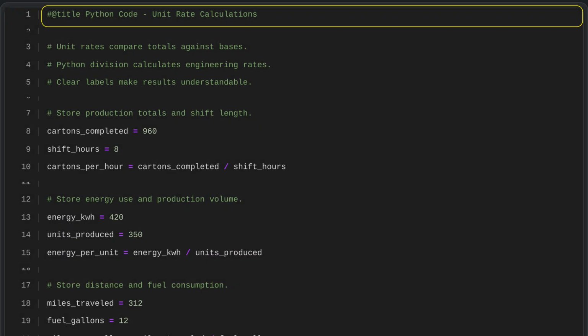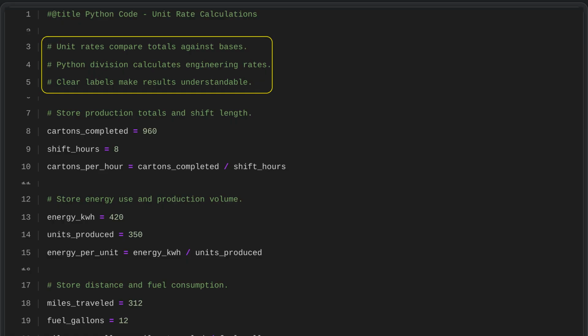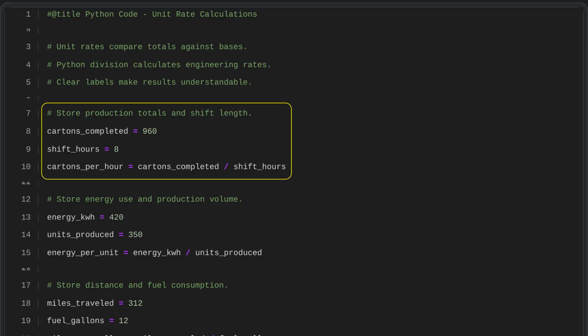Python code, unit rate calculations. Unit rates compare a total to a base amount, helping express engineering quantities clearly. In Python, division is used to calculate these rates, and clear labels make the results easier to understand. To measure productivity, divide the 960 completed cartons by the 8-hour shift. This gives an average production rate of 120 cartons per hour.